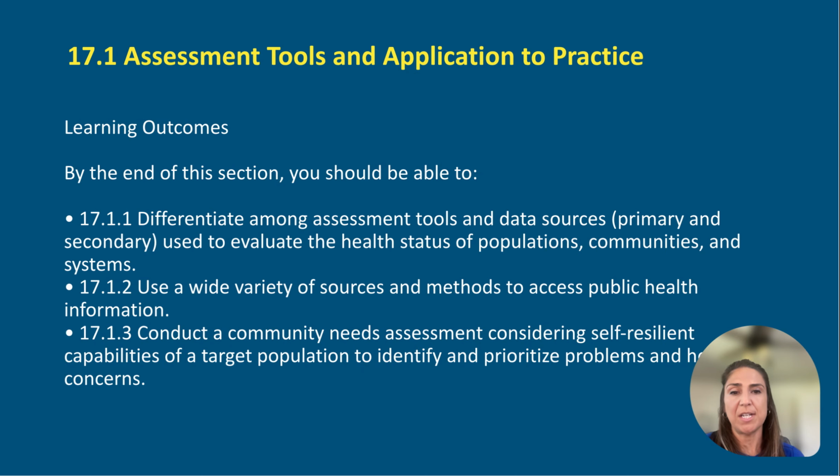So for this section, by the end, you should be able to differentiate among different assessment tools and data sources, both primary and secondary, used to evaluate the health status of the population, community, and system, and then use a wide variety of sources and methods to assess public health information and conduct a community needs assessment that looks at self-resilient capabilities of the target population in order to help prioritize problems and health concerns.